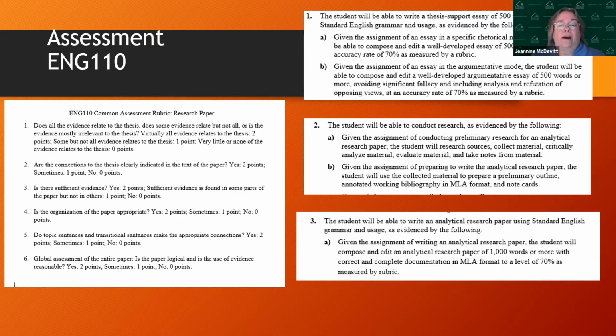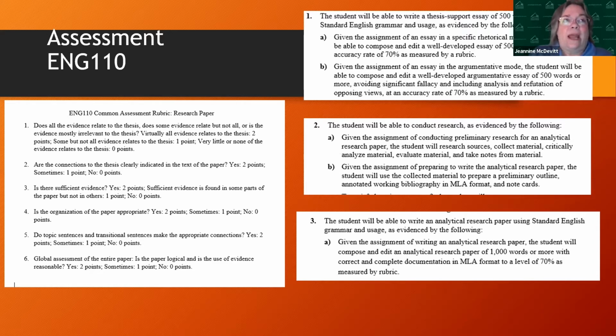I don't, on campus or in ACE, look at the assessment scores and say, oh, these are high, so this teacher did a good job. It's really more just a matter of saying, well, next semester, do I need to take more care with the amount of evidence? It's really for you yourself to decide what's working and what isn't working. So I guess what I'm trying to say is don't be afraid to say that a student didn't get this part. Just be honest. Are the connections to the thesis clearly indicated in the paper? Yes, 2 points, sometimes 1 point, no, 0 points. Just be honest. Maybe it's a really good paper in most ways, but the student just didn't connect anything to the thesis. Give it a 0.